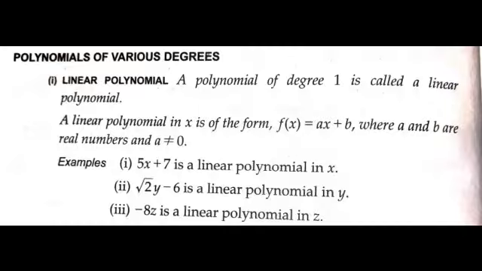Here for the first type, polynomials of various degrees. That is, on basis of degrees of the polynomial, I am going to classify the different types of polynomial. The very first one is linear polynomial. A polynomial of degree 1 is called a linear polynomial. A linear polynomial in x is of the form f(x) = ax + b, where a and b are real numbers and a should not be equal to 0. For example, 5x + 7 is a linear polynomial in x, root 2 y - 6 is a linear polynomial in y, -8z is a linear polynomial in z.